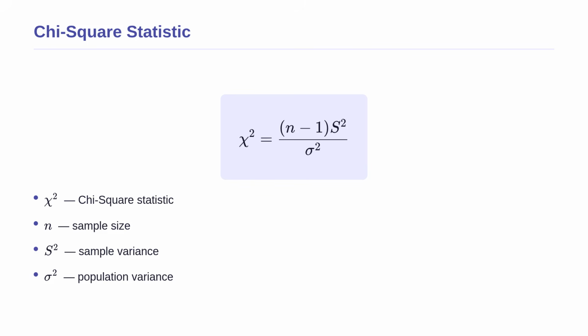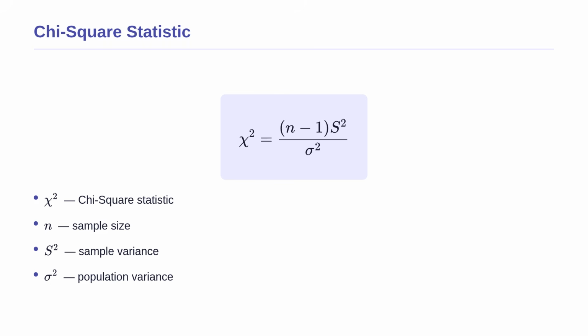Beyond the mean, we also need to understand the spread of our data, which brings us to the chi-square statistic. This formula shows exactly how the variance of a small sample relates to the true underlying population variance. In this equation, the Greek letter chi squared represents the statistic itself. The variable n is our sample size, s squared is the sample variance, and sigma squared is the population variance.